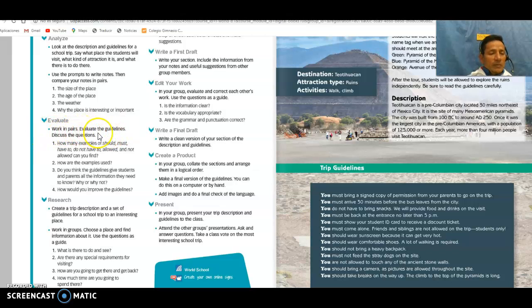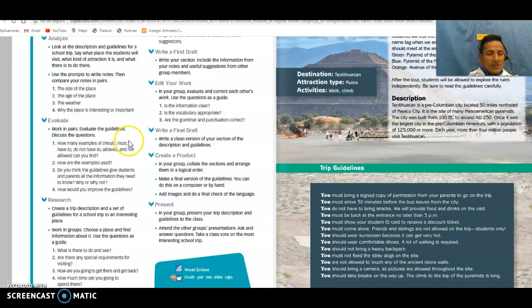Evaluating work in pairs, evaluate the guidelines, and discuss the question: how many examples? This is what I'm talking about. Should, deberías. You should go to Amazonas and visit this place and this and this. So you need to have some information about the place that you're going to write and talk about. And don't forget to use should, deberías, must, debes.